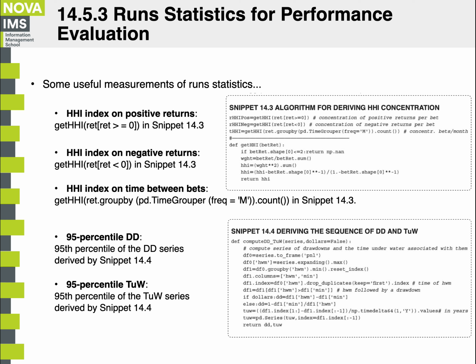We can see here some useful measurements of run statistics for performance evaluation, such as the Herfindahl-Hirschman index on positive returns, negative returns, time between bets, and finally the 95 percentile drawdown and time underwater.